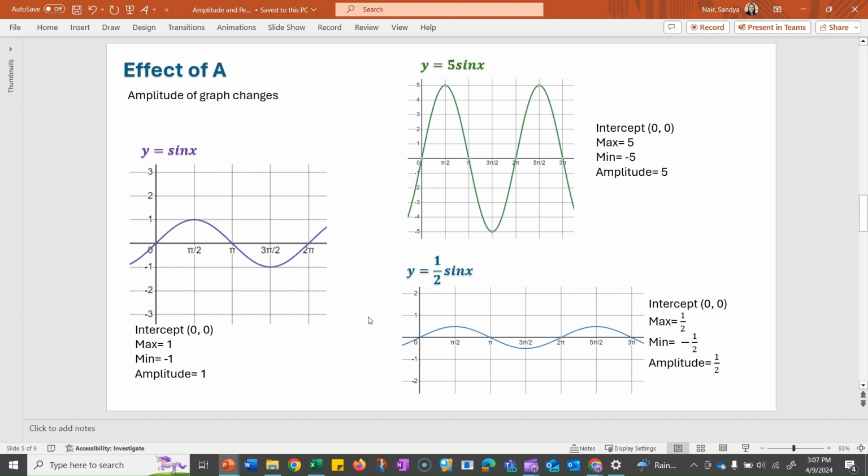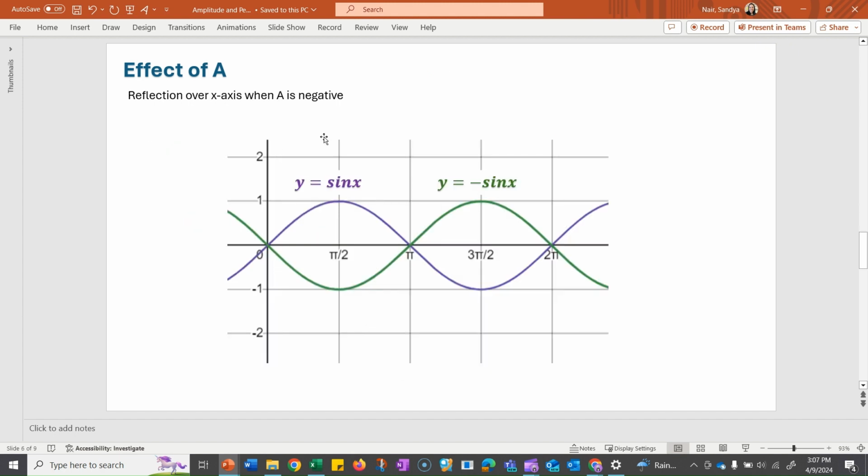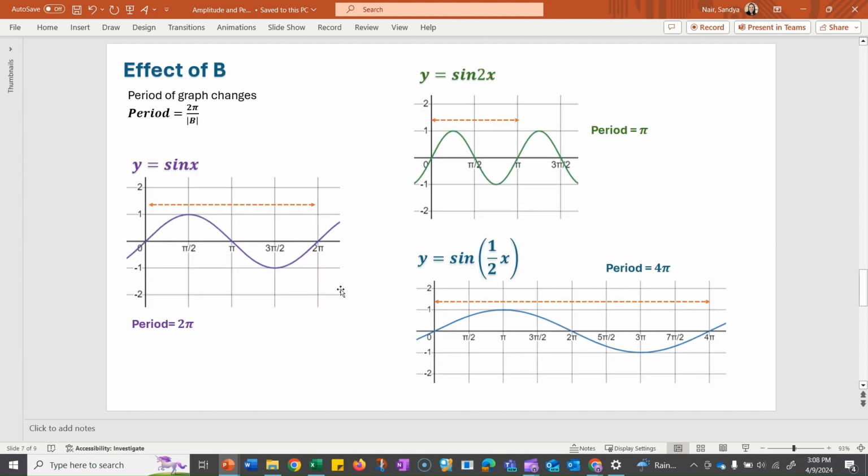So it's like a shorter graph. Also, when a is negative, we have a reflection over the x-axis. When b changes, the period of the graph changes, okay? So that's why you see here, this is sine x, and you see this orange arrow showing us the period. It goes from 0 to 2 pi to complete one full cycle.